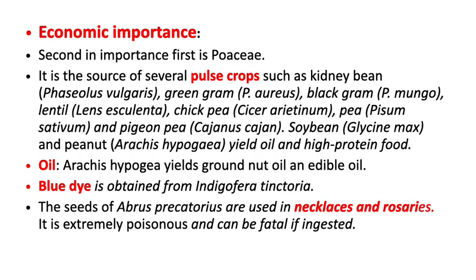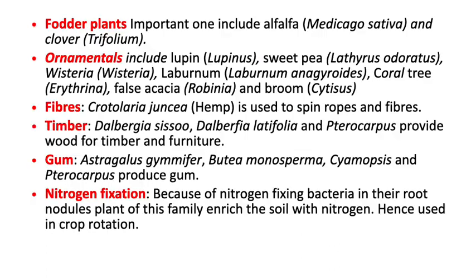Blue dye is obtained from Indigofera tinctoria. This dye was earlier also called neel, which was obtained from this plant. Now the indigo that we use for dyeing clothes is made artificially or synthetically. The seeds of Abrus precatorius are used in necklaces and rosaries. It is extremely poisonous and can be fatal if ingested.